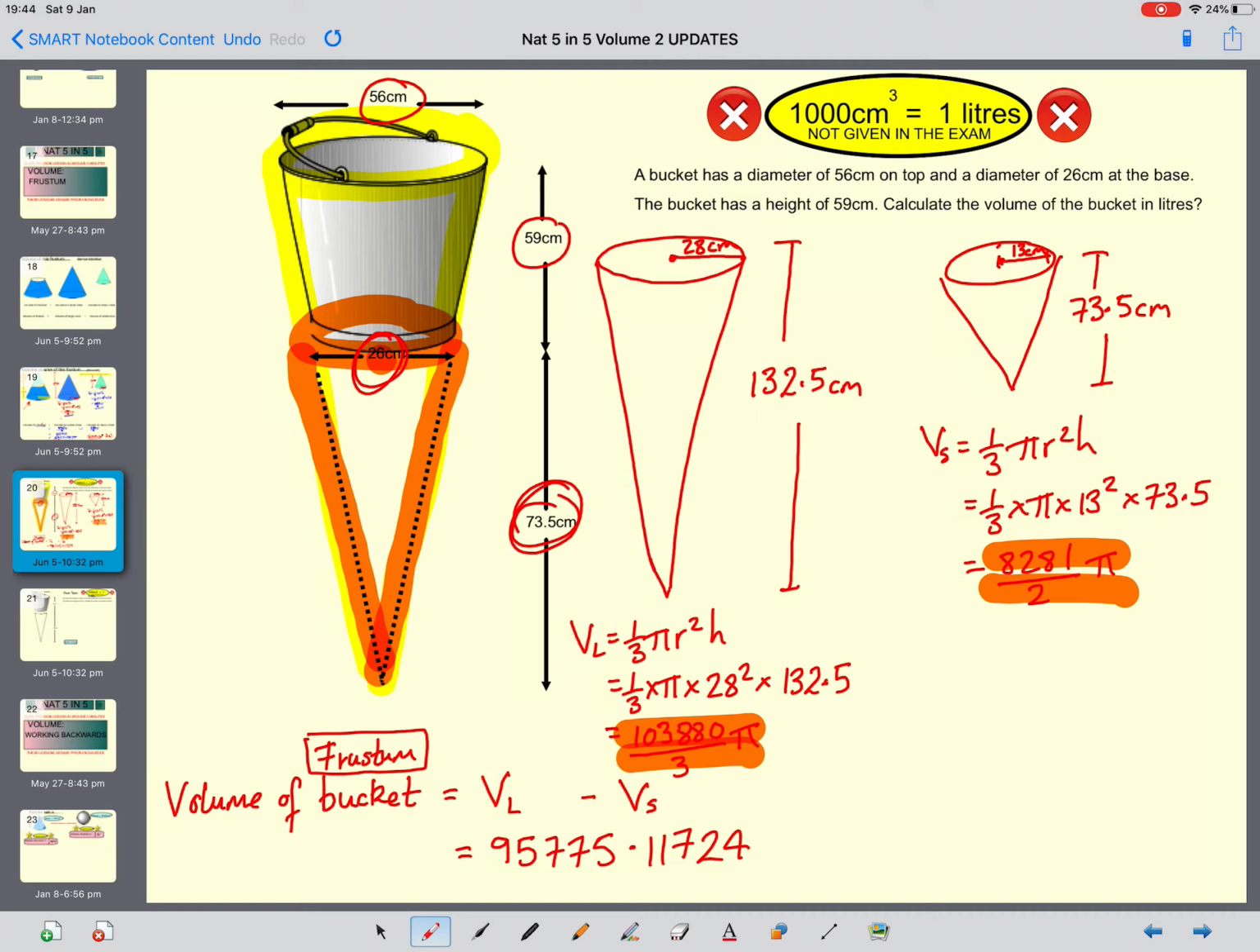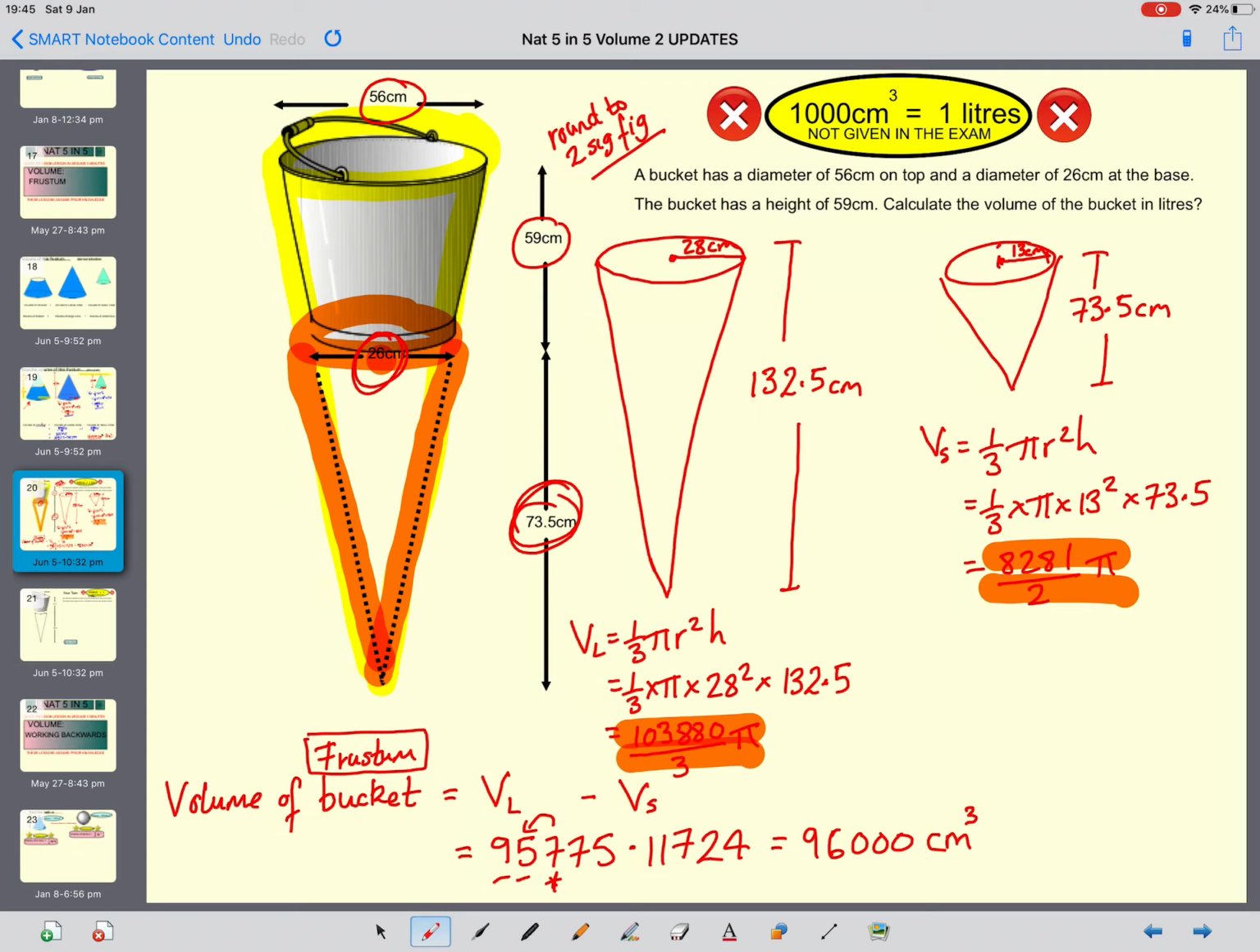I meant to write up here, round to two significant figures. So let's round this to two significant figures. So the 1, 2 is important, this is my decider. This rounds this 5 up. So it's going to be 96,000. And that's centimetres cubed.